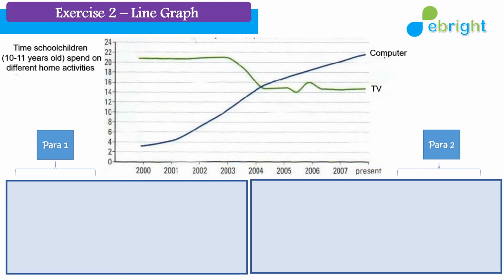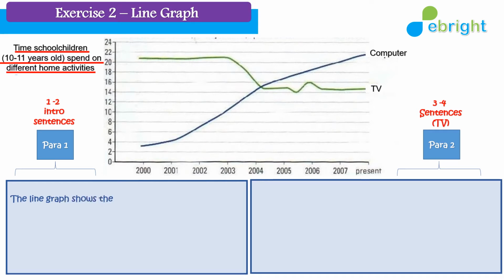So this is the framework of the paragraphs. Let's start with paragraph 1 first. We need to rephrase the title and make a general overview of the line graph over there. So time school children 10 until 11 years old spend on different home activities. Let's try to rephrase it. In the first paragraph you should write 1 until 2 introduction sentences. Sentence number 1, you should rephrase the title, and then the second sentence will be the general overview. And then later in paragraph 2, you should write 3 until 4 sentences about the first category, TV, for example.